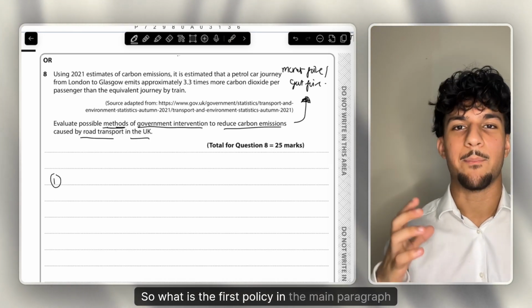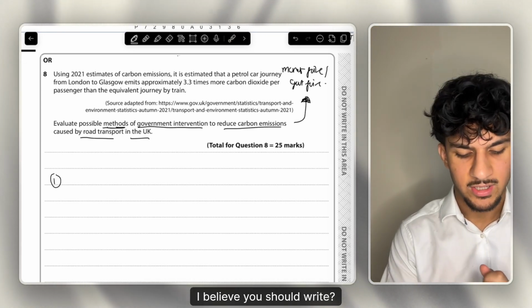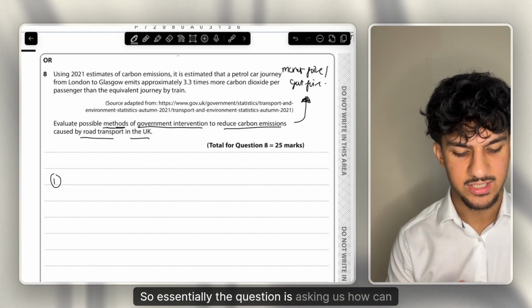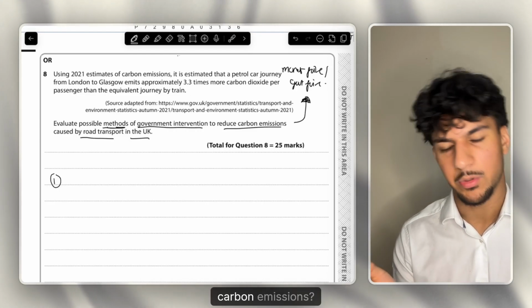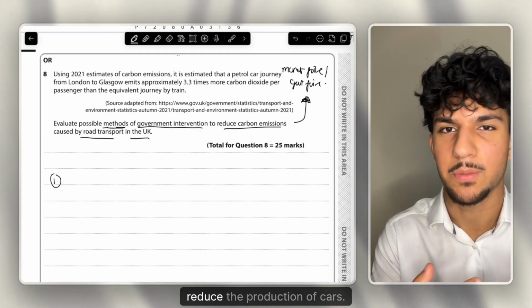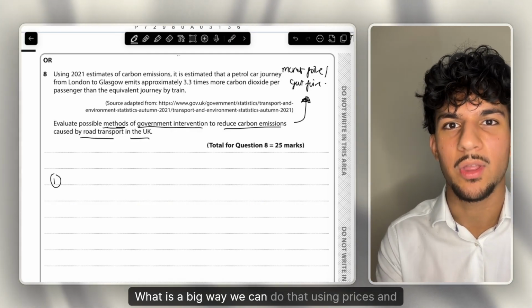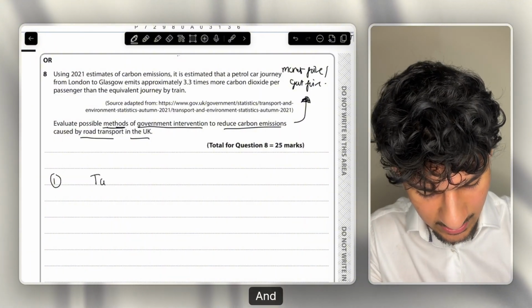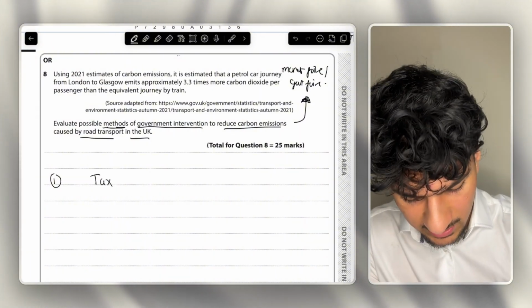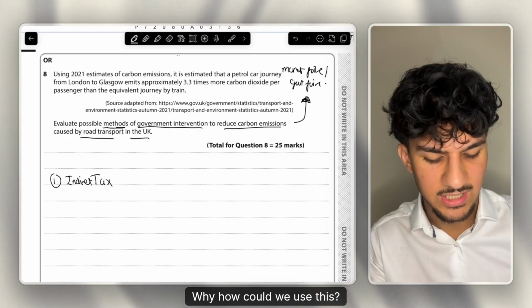So what is the first policy in the main paragraph I believe you should write? So essentially the question is asking us, how can the government reduce the production of carbon emissions? So one of the ways we're going to do that is reduce the production of cars. What is a big way we can do that? Using prices. And your big first paragraph should be taxes, and if you want to be more specific, an indirect tax. Why? How could we use this?